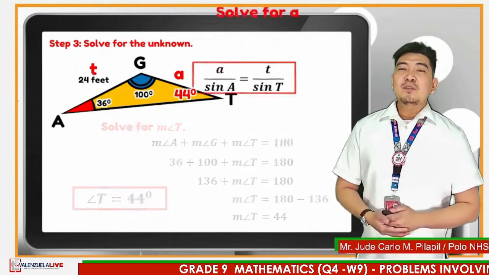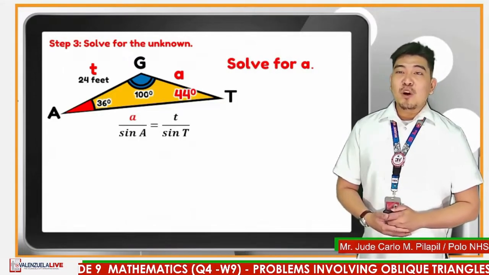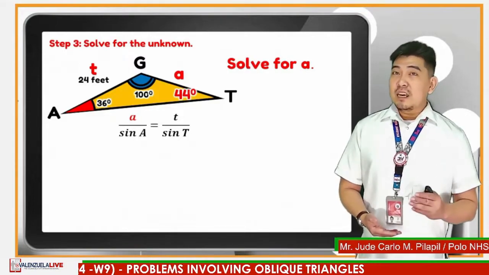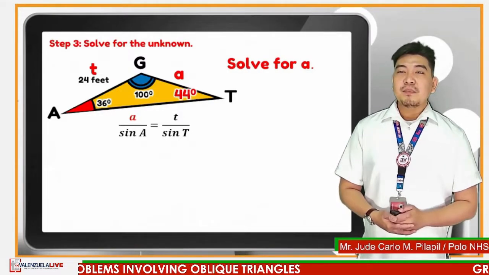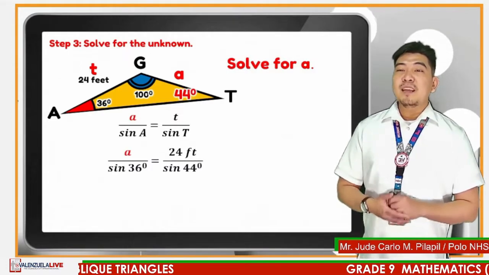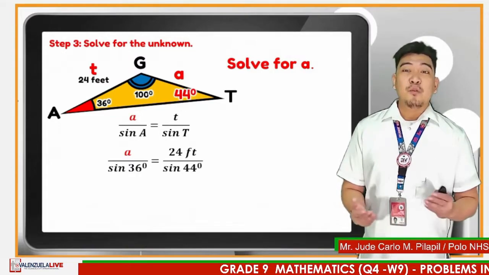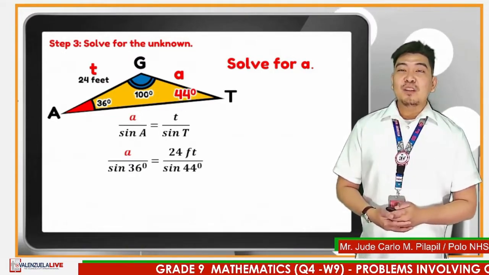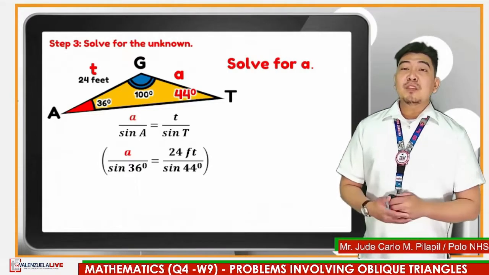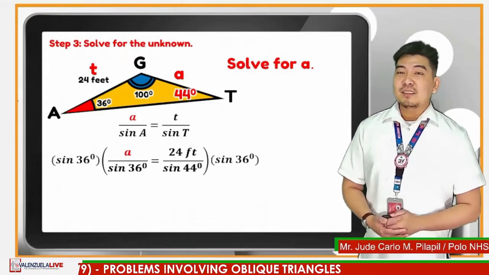Now, we are ready to solve for the measure of the side, which is a, using the formula a over sine of angle A is equal to t over sine of angle T. Substituting the given information to the formula, we obtain a over sine 36 degrees is equal to 24 feet divided by sine 44 degrees. To get the value of a, we need to multiply both sides of the equation by sine 36 degrees.